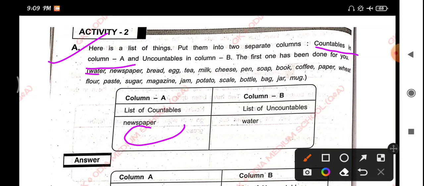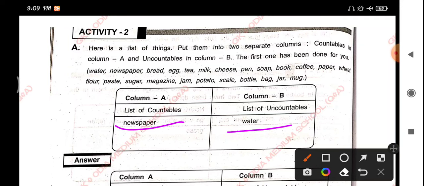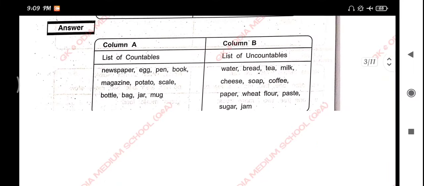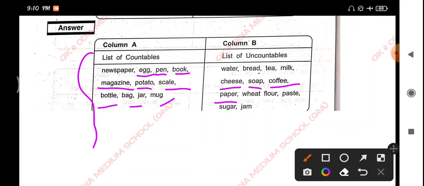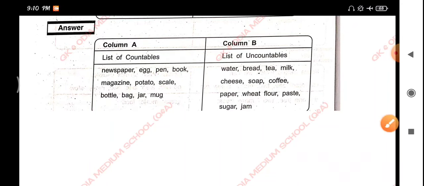Column A, write countable, and column B, write uncountable. Newspaper, countable. Water, uncountable. Egg, countable. Pen, countable. Book, magazine, potato, scale, bottle, bag, jar, mug, these are countable. Uncountable: water, bread, tea, milk, taste of soap, coffee, paper, wet, floor, paste, sugar, jam. These are uncountables.